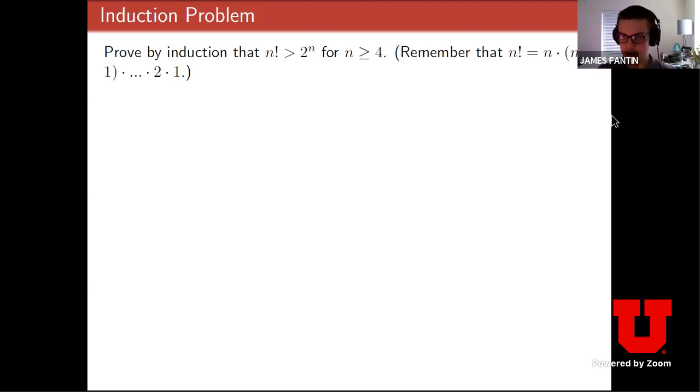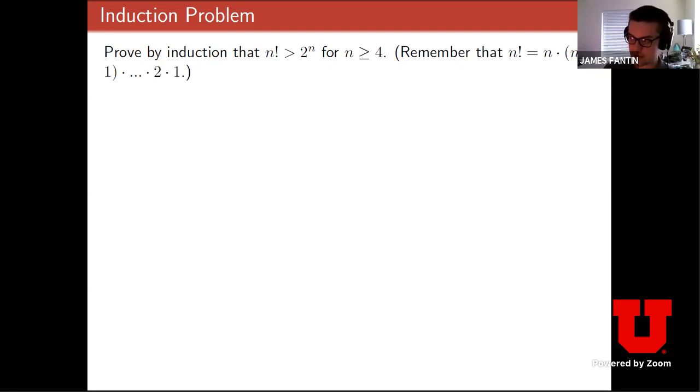So first we're going to do another induction problem just to help prepare for quiz 2. Here we're asked to prove by induction that n factorial is greater than 2 to the n for all n greater than or equal to 4. There's also a reminder of how we define n factorial: it's n times the preceding values of n until we get to 1. This will be a similar form to your questions on the quiz. They'll tell you which proof technique you need to use.